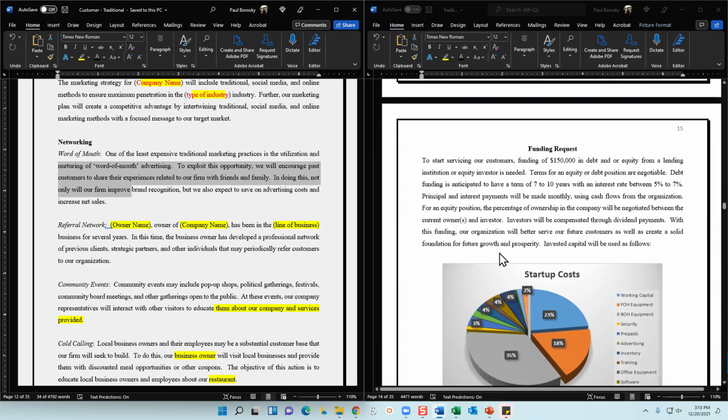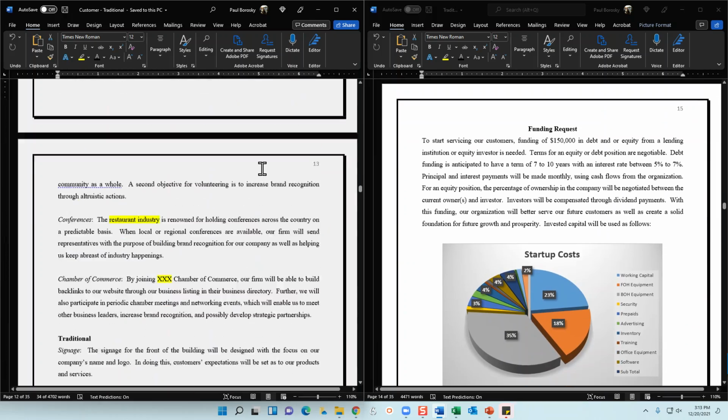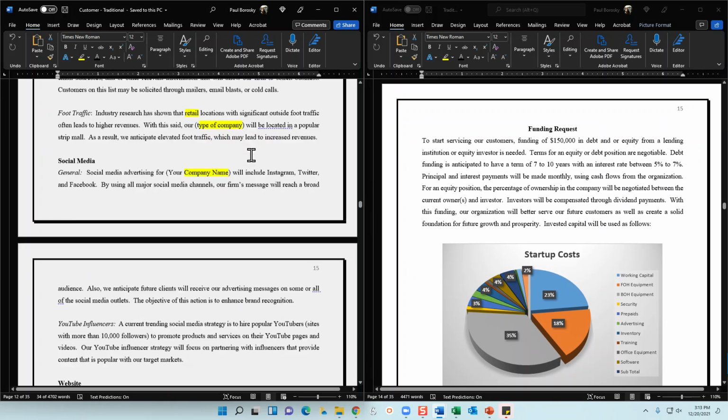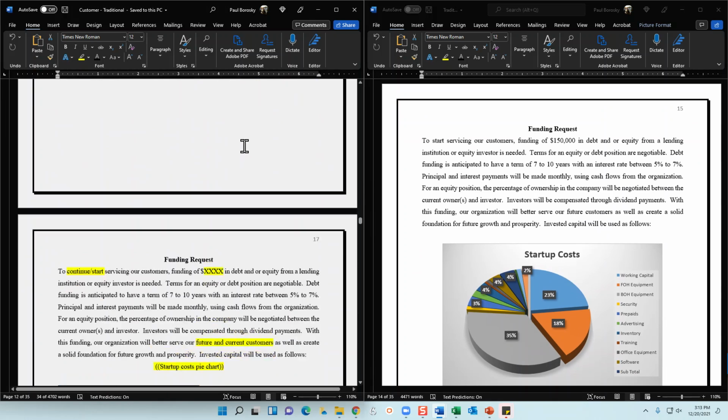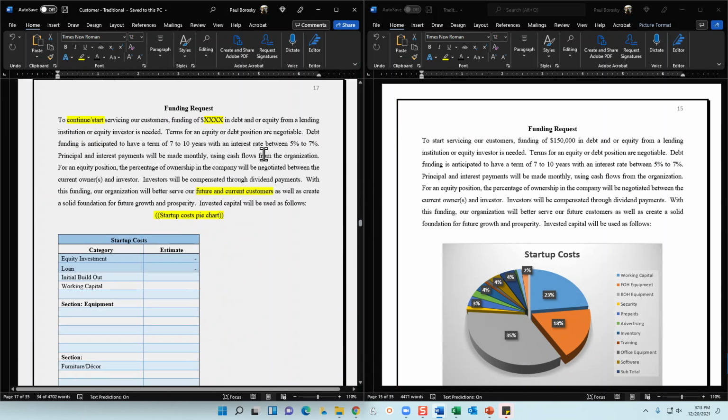Funding request. This is a straight up template and a fill in the blank. And the reason is because the funding request needs to be short, it needs to be succinct, and you've got to cover a lot of information. You have to let the reader know, whether it be a lender or an investor, how much money you're going to need, how much money you're going to be throwing at it.